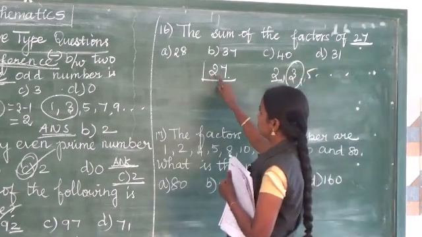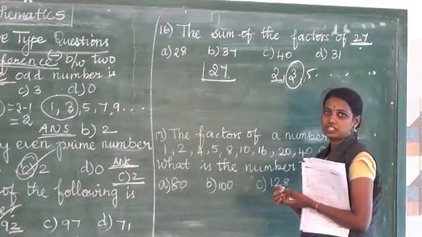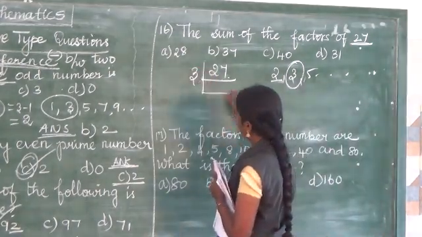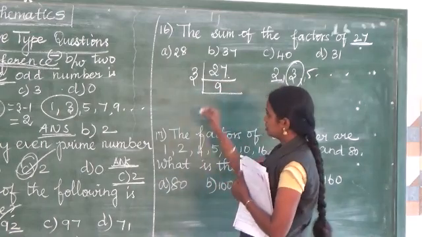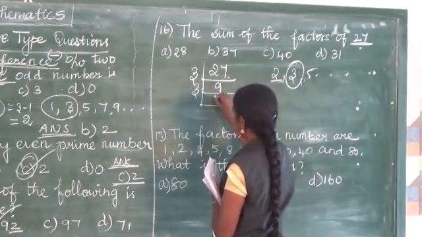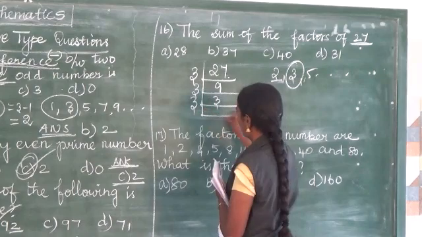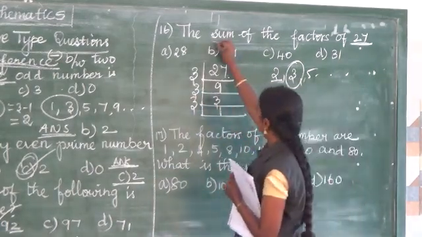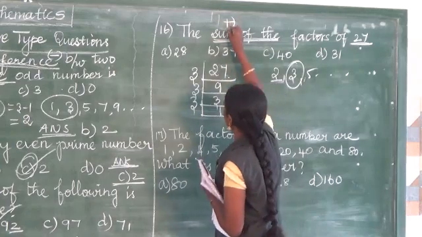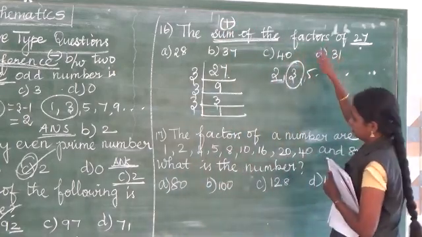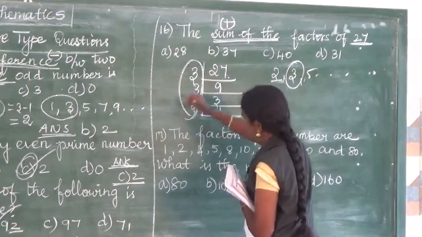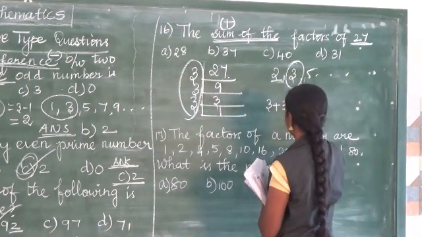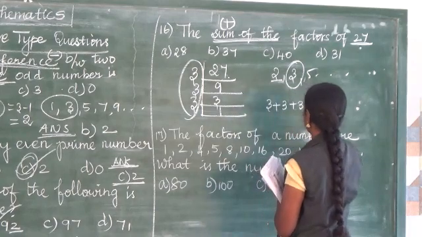Add and check it: 2 plus 7 is 9. So 9 comes in the 3 table, so it will divide by 3. 3 nines are 27, again 3 threes are 9, then 3 ones are 3, then 1. Till 1 you have to complete it. Now the question is the sum. Sum means plus. These are called factors. Add the factors: 3 plus 3 plus 3 is 9.